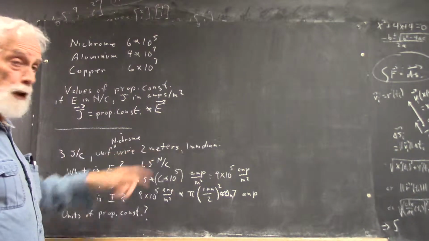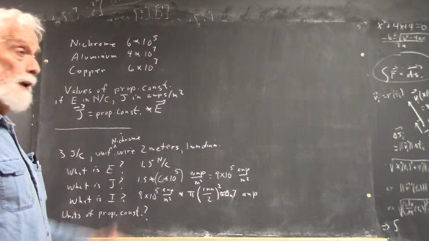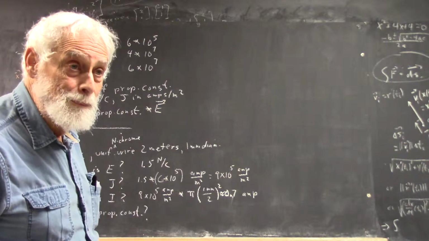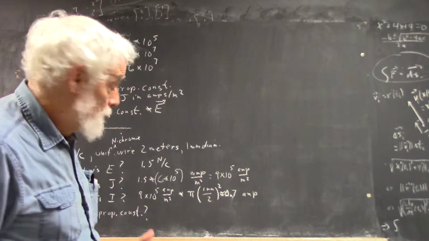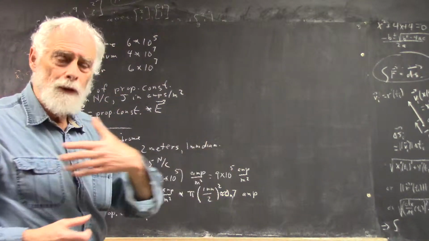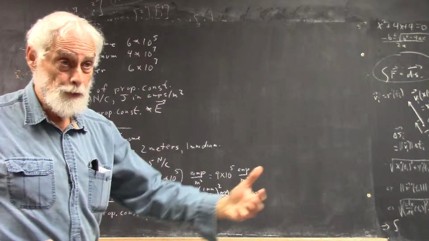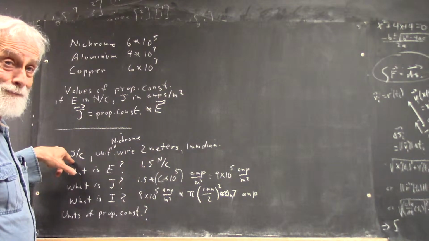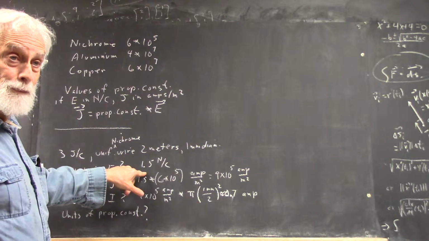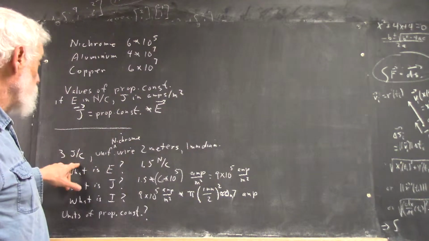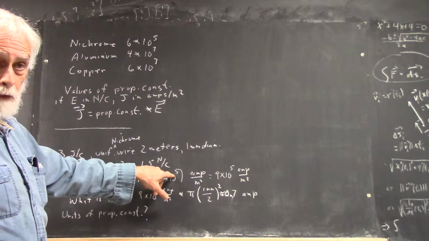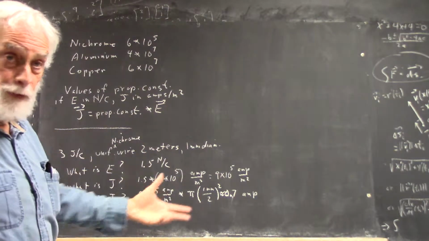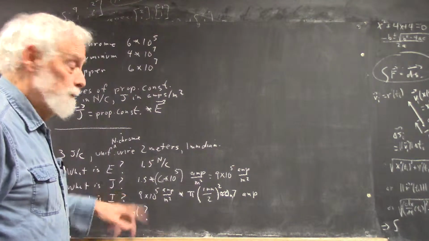Well, 3 joules per coulomb in a 2 meter wire means it takes 3 joules of energy to move through 2 meters. And if it's a uniform wire, there's a uniform force moving that thing through, so that uniform force multiplied by 2 meters had better equal 3 joules. So the force has to be 1.5 newtons. And if it's 3 joules for every coulomb, it's 1.5 newtons for every coulomb, because 1.5 newtons acting through 2 meters gives you 3 joules. Very simple.